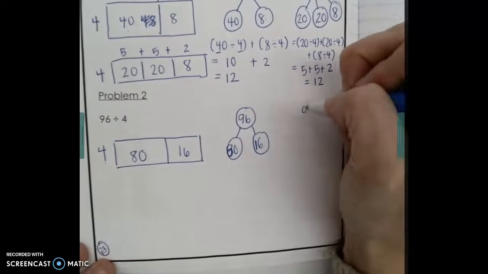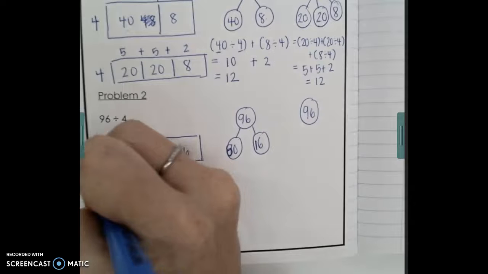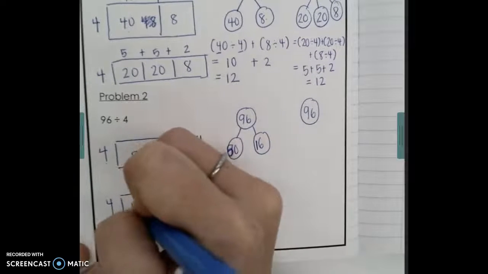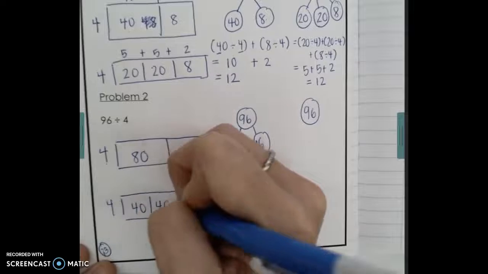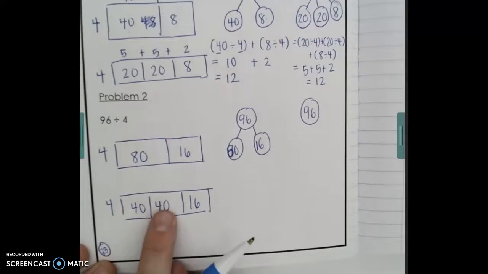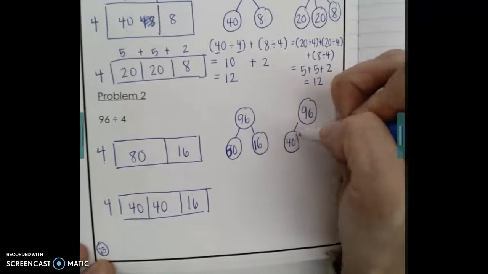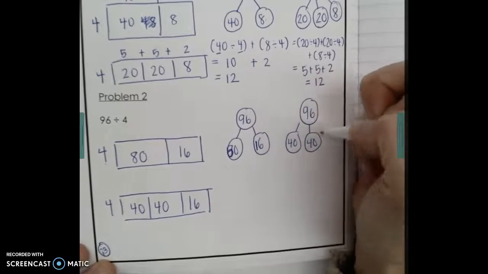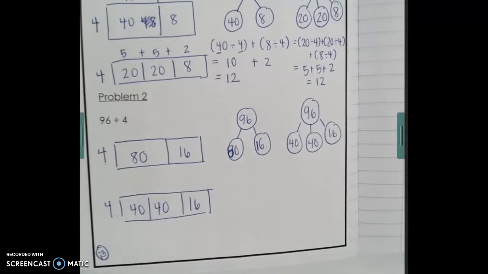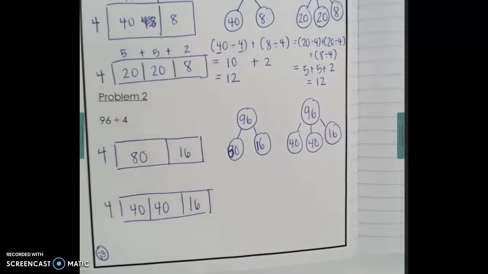Another way I can do this for my 96, maybe I want something smaller like 40, is to make this into 40, 40, and 16. Still adds up to 96, right? 40 plus 40 is 80, plus 16 is 96. So I can also do 40, 40, and 16. As many ways as you want to break it apart, as long as you're getting that total number, you can do it that way.